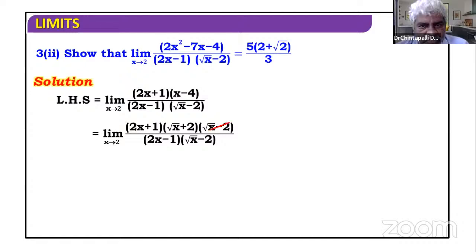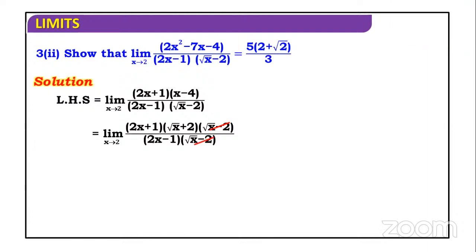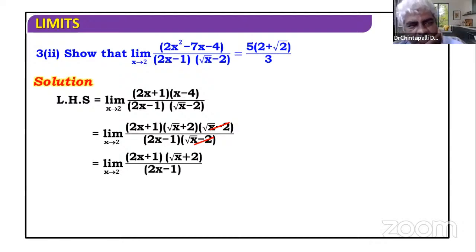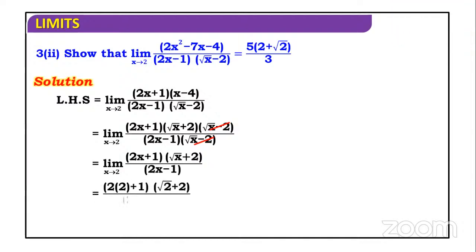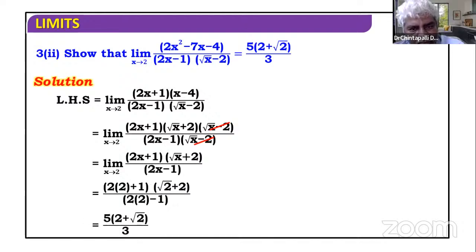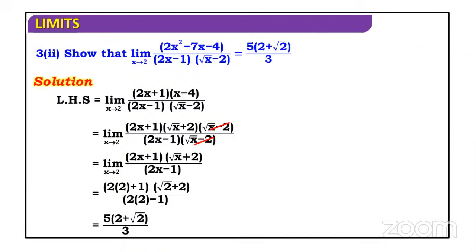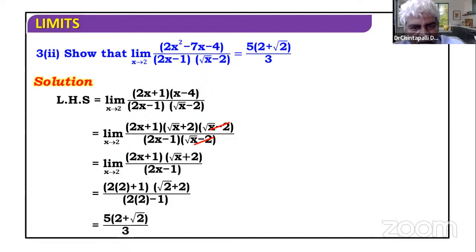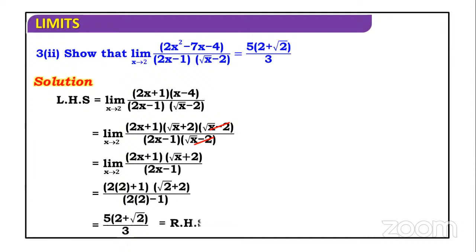Yeah, root x minus 2, root x minus 2 get cancelled. Okay. Yes, sir, I did that. Now we substitute it, sir. Yeah, root x equal to 2, 4 plus 1, 5. Got it? 5 times root 2 plus 2 by 4. So it's the same answer, no, sir? Yeah. Got it? Yes, sir.